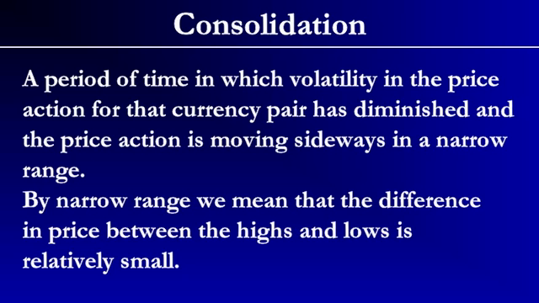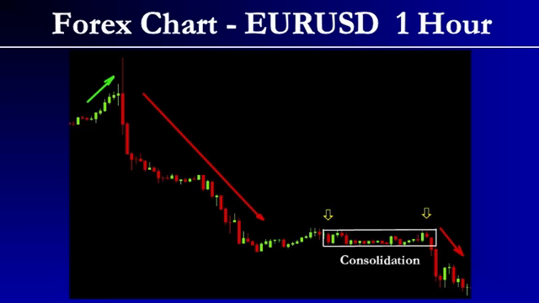So what is consolidation? Consolidation is a period of time in which volatility in the price action for that currency pair has diminished, activity is quite a bit lower, and the price action, the difference between the highs and lows has become relatively small. If we take a look at this price chart, this is a Euro USD chart, a 1-hour chart, and you'll notice that there's a rectangle at the bottom.